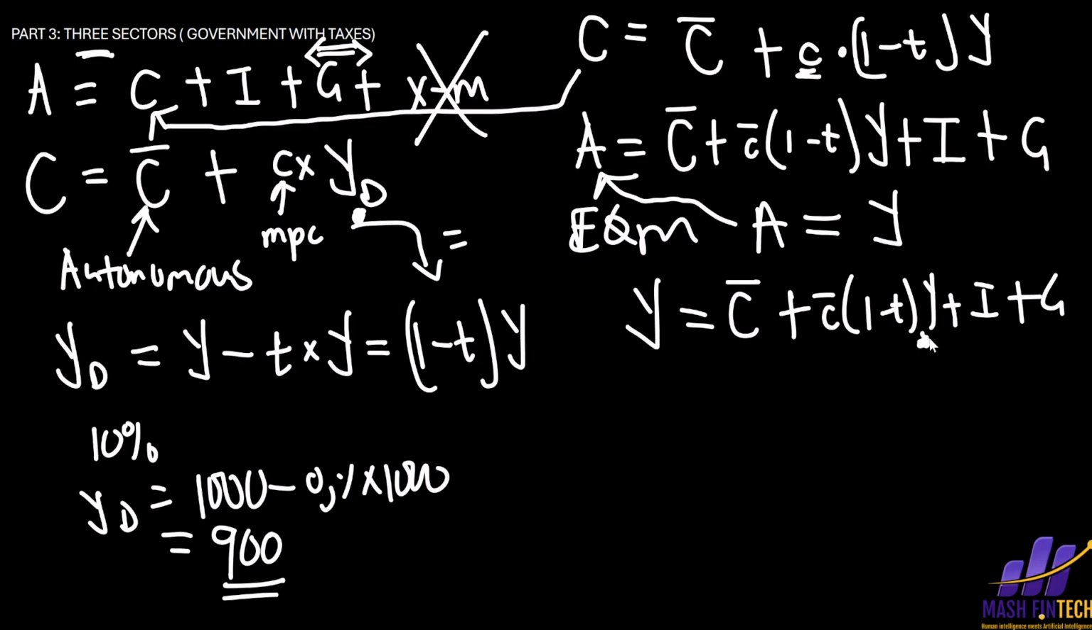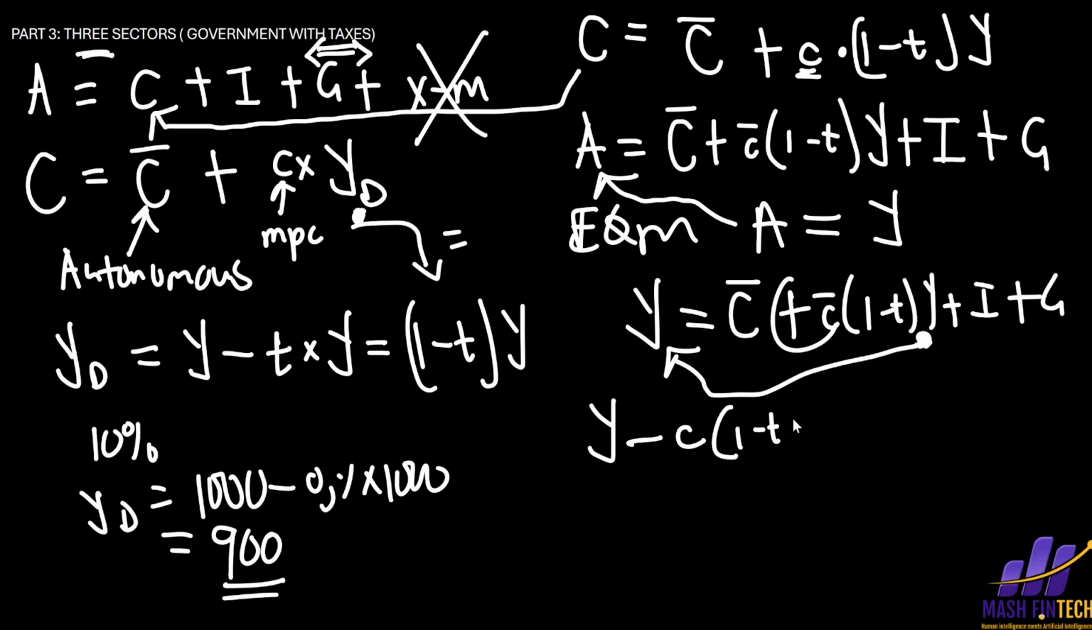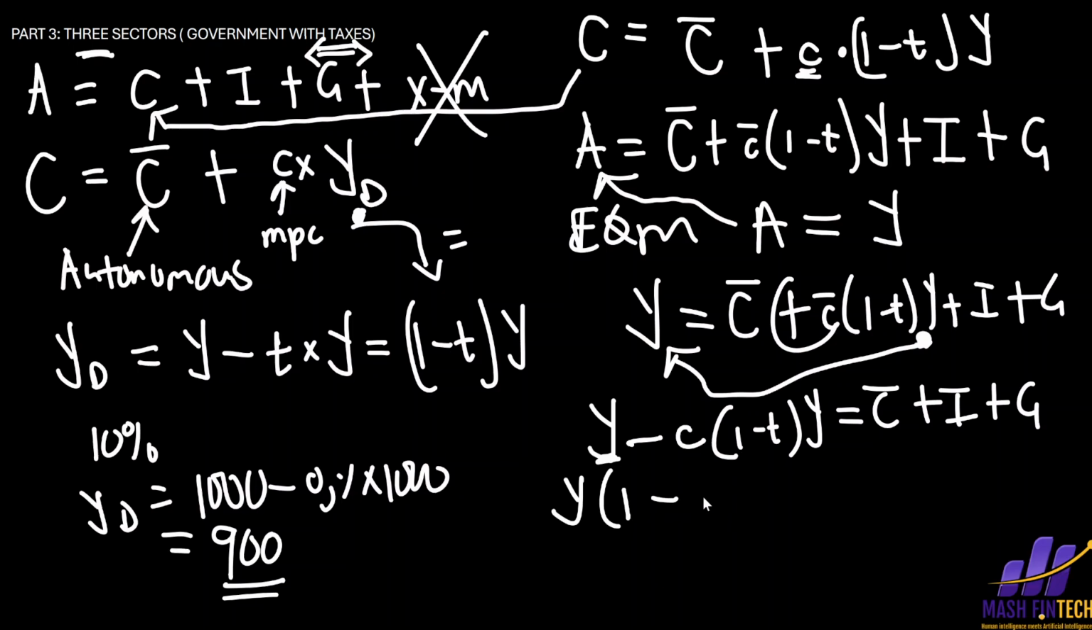We take this Y to the other side. So we have Y becomes a minus, right? Minus marginal propensity to consume, (1 minus the tax rate) times Y, equals all the autonomous, in this case, just investments, autonomous consumption, government expenditure. We factor out our Y. If we factor out our Y here, it means here it becomes a 1 because the coefficient is 1. This coefficient is c(1 minus t), and this whole thing is equal to total autonomous expenditure.